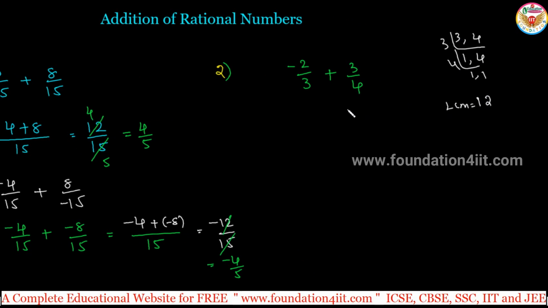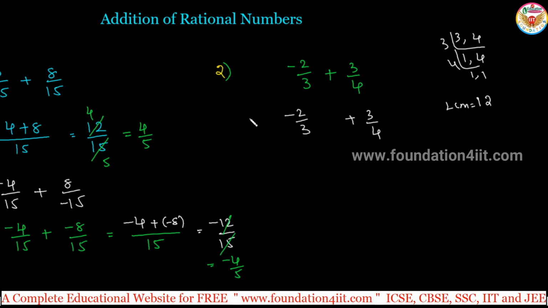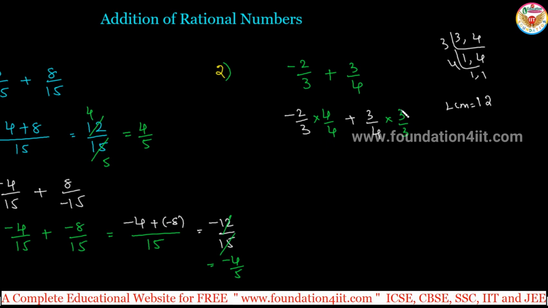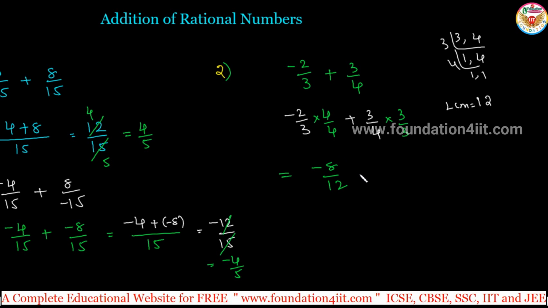Now we should make the denominator 12. So negative 2 by 3 plus 3 by 4. We should make the denominator 12. So the same number we can multiply and divide. This we multiply with 4 by 4 because 3 4s are 12. The same 4 should multiply for the numerator. Same as how we did comparing numbers in the previous topic. This is for 3 by 3 because 4 3s are 12. The same number should be multiplied on the numerator also, so the value does not change. So minus 2 into 4 is minus 8 by 12, plus 3 3s is 9 by 12.